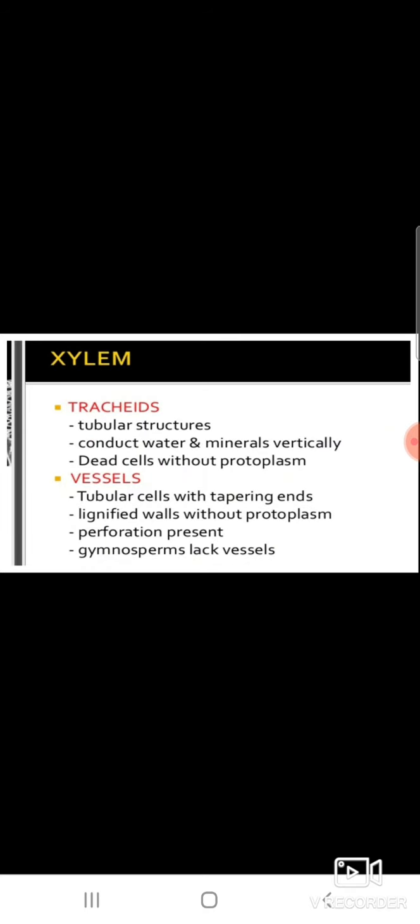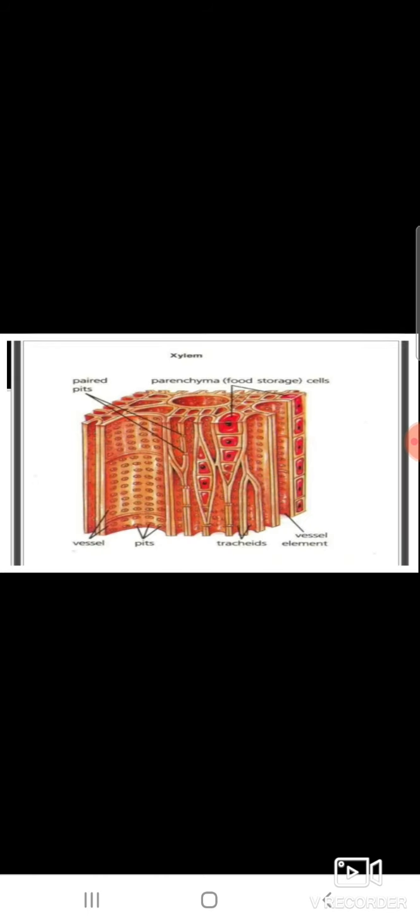Tracheids and vessels are tubular structures that conduct water and minerals vertically, dead cells without protoplasm. Vessels are tubular cells with chambered ends and lignified walls, without protoplasm. Perforations are present. Gymnosperms lack vessels. These are the positions of xylem.